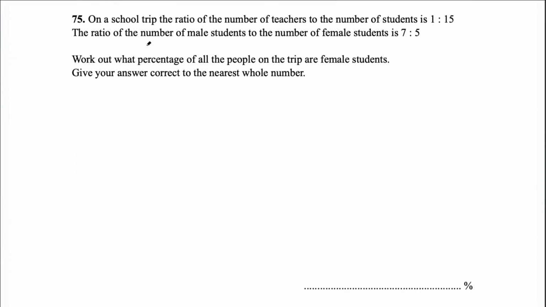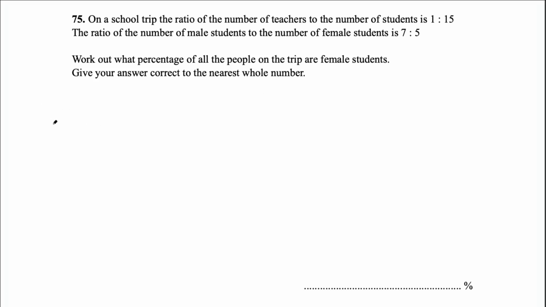Question 75 says, on a school trip, the ratio of the number of teachers to the number of students is 1 to 15. The ratio of the number of male students to the number of female students is 7 to 5. Work out what percentage of all the people on the trip are female students. Give your answer correct to the nearest whole number.